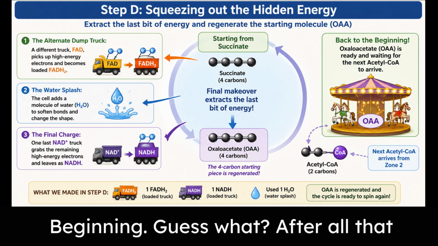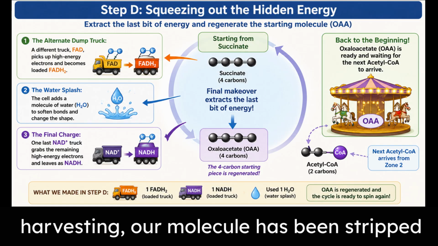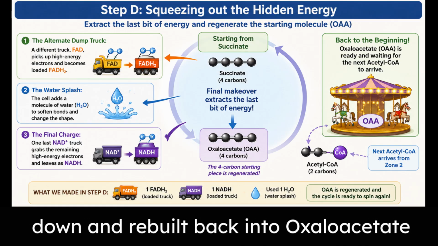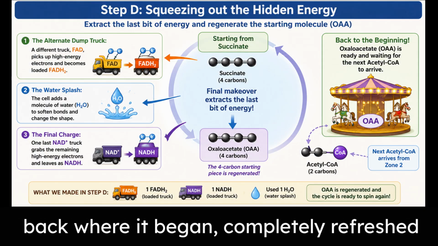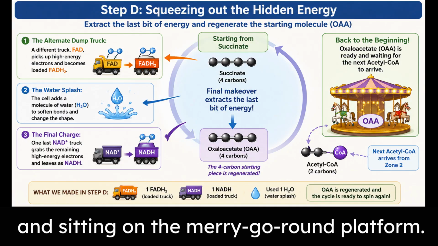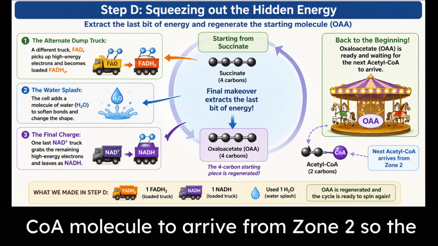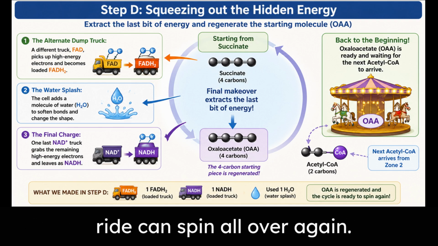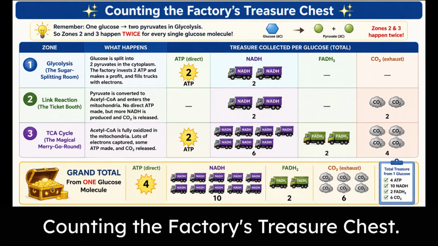Guess what? After all that chopping, shape-shifting, and energy harvesting, our molecule has been stripped down and rebuilt back into oxaloacetate, OAA. The 4-carbon starting piece is exactly back where it began, completely refreshed and sitting on the merry-go-round platform. It is ready and waiting for the next acetyl-CoA molecule to arrive from Zone 2 so the ride can spin all over again. Counting the factory's treasure chest.